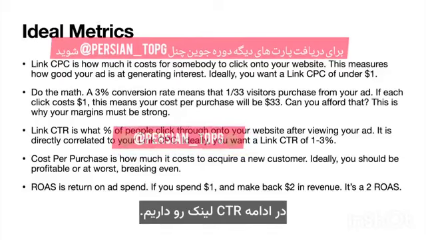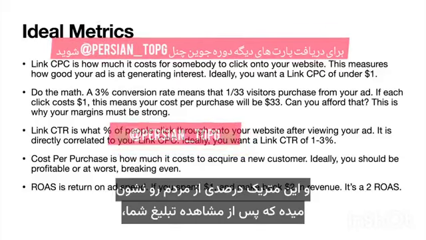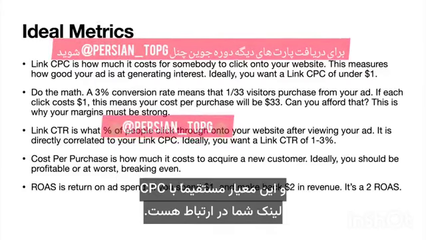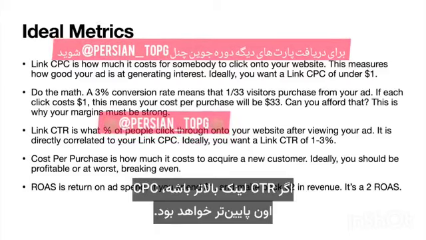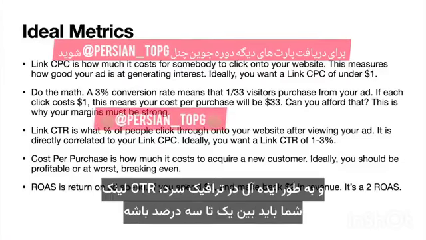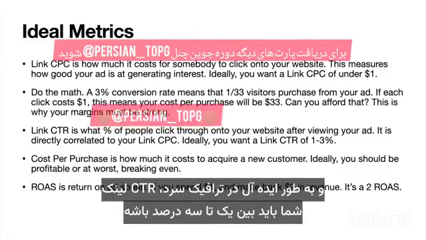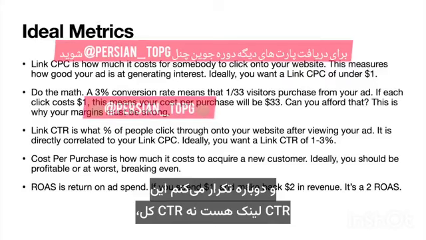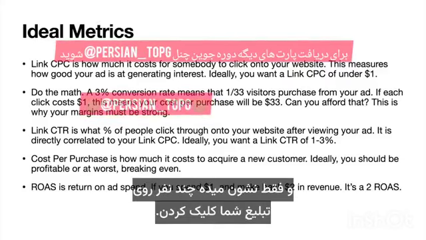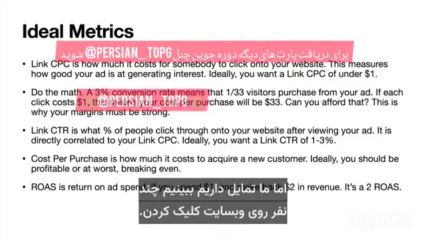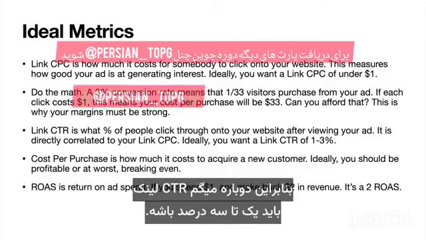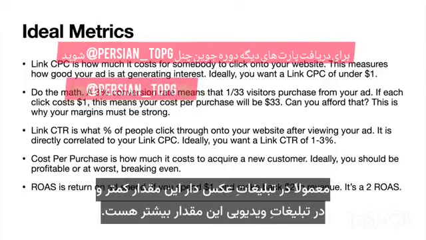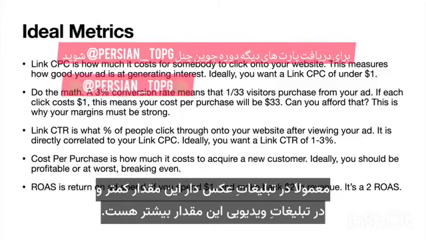Next is the link CTR. And this is what percentage of people click through onto your website after viewing your ad. And this metric is directly correlated to your link CPC. If your link CTR is higher, your link CPC will be lower. And ideally on cold traffic, you want a link CTR of between 1 to 3%. And just to reiterate, this is the link CTR, not the CTR all, which just shows how many people click your ad. But we want to see how many people click through to your website. So once again, link CTR, you want it to be between 1 to 3%. Usually with photo ads, they tend to be a bit lower. And with video ads, they tend to be a lot higher.